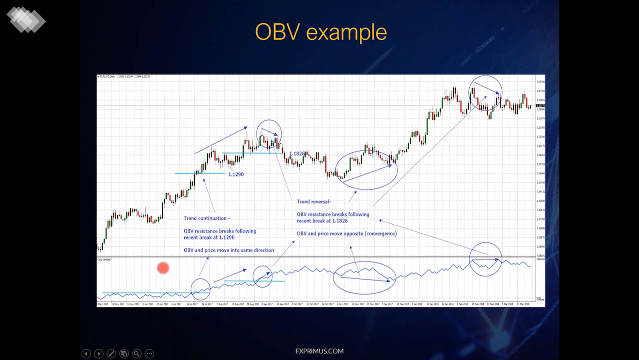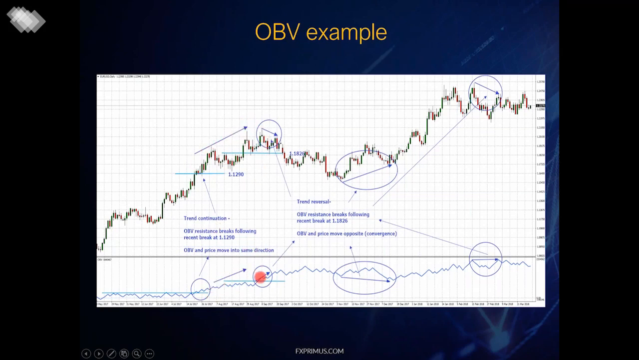We see this level on the OBV breaking above, okay, and at the same time we will see the market breaking above this level, which is 1.1290. This is the euro dollar daily. Now, the OBV resistance over here breaks following the recent break of this level, okay. The OBV and also the price move in the same direction, okay, it goes up, it goes up.